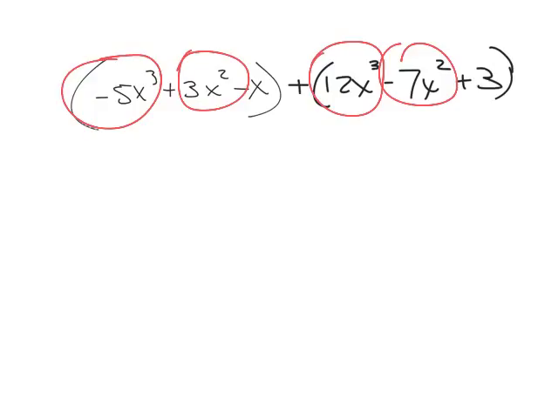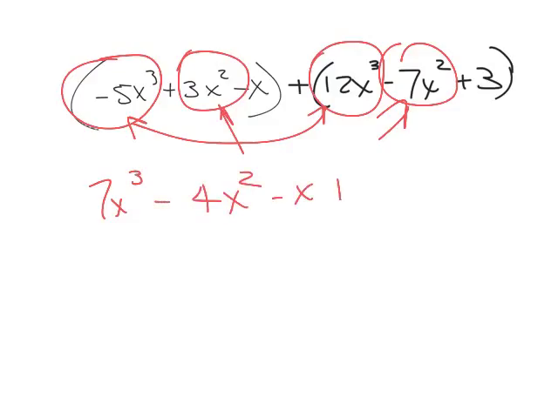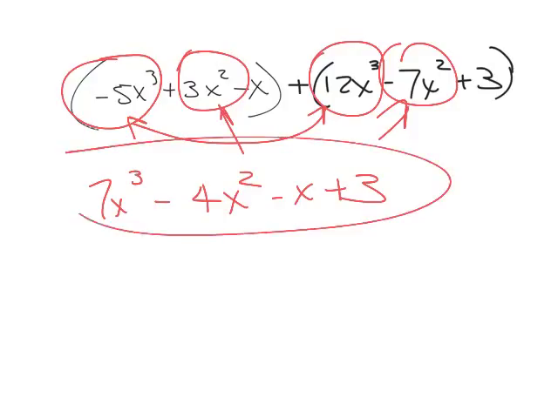So when we combine these two together, obviously we're going to get 7. And when we combine this one and this one, we're going to get minus 4x squared. We're going to get a negative x plus 3. And that will be our answer after we combine like terms. So, not really anything too difficult.